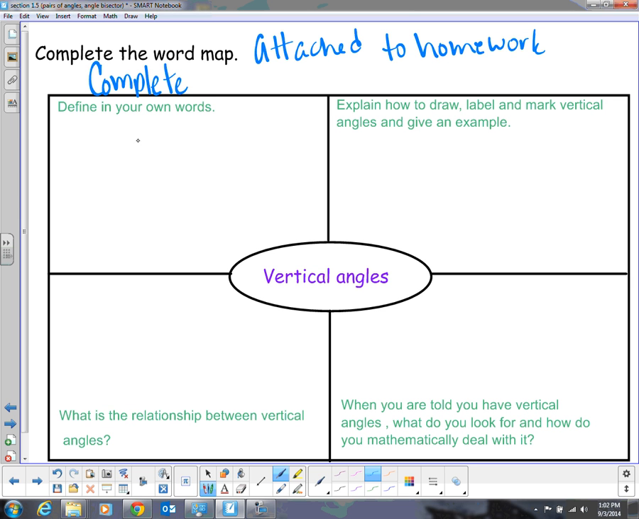All right, so we have defined vertical angles in a previous day's notes. You're going to explain how to draw, label, and mark, because now you know how to mark vertical angles because of the theorem we just had. Now you're going to tell me what is the mathematical relationship, and that's what you discovered yesterday, between vertical angles. And then when you're told that you have vertical angles, you're going to tell me what do you look for and how do you mathematically deal with them.